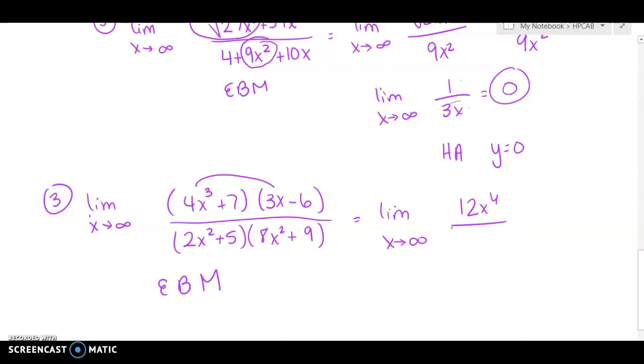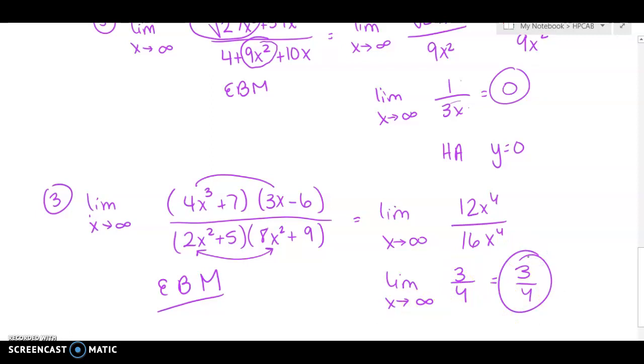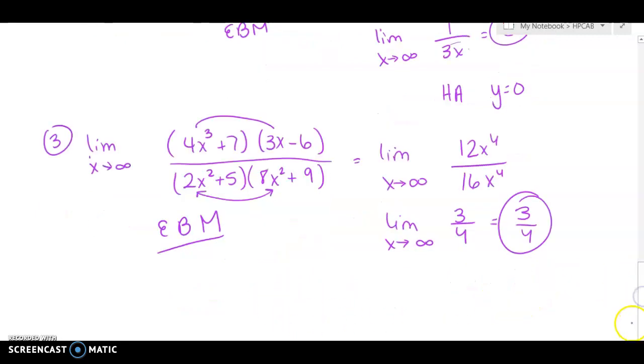And then on the bottom, the highest degree is going to come from these two, which would be 16x to the 4th. And then we can simplify that. So again, we're just focusing on the end behavior model. We're going to end up with the limit as x approaches infinity of 12 over 16, or 3 over 4. All right, and there is no x to plug infinity in. It's just going to be 3/4. You end up with a horizontal asymptote at 3/4. So it's going to approach that horizontal asymptote of 3/4.